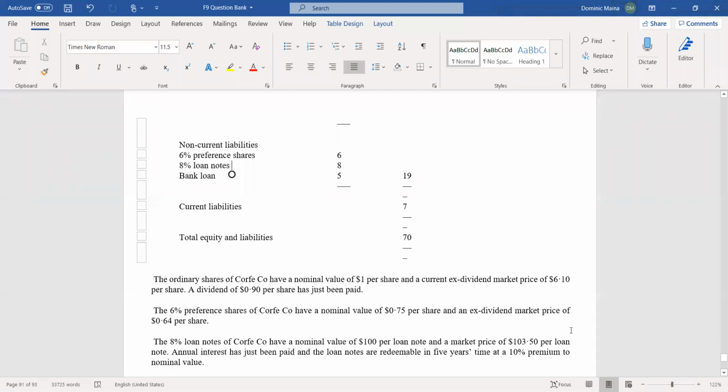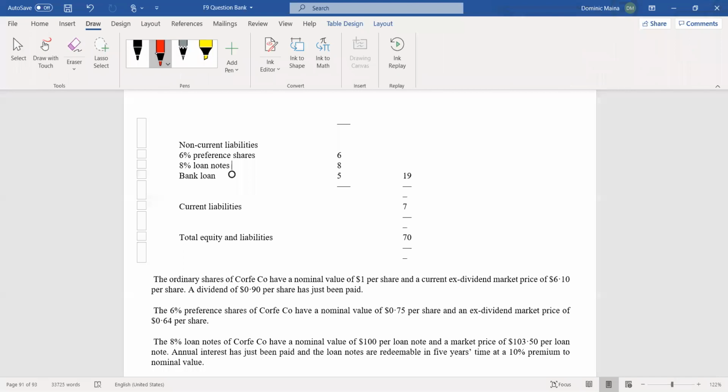The company's ordinary shares have a nominal value of $1, and a market value of 6.1 ex dividend. Be careful, most of the time, whether the share price is cum dividend or ex dividend. For this example, it is ex dividend. So don't forget, when it comes to the market value, you always use the ex dividend share price, 6.1.